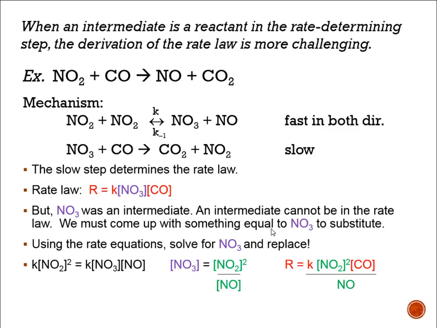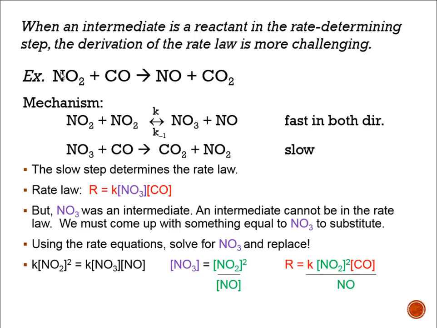When an intermediate in a reactant, in our overall reaction, is a reactant in the rate determining step, the derivation of the rate law is more challenging. So we'll have to rewrite a little bit of our rate law in order to determine what our rate law will be.